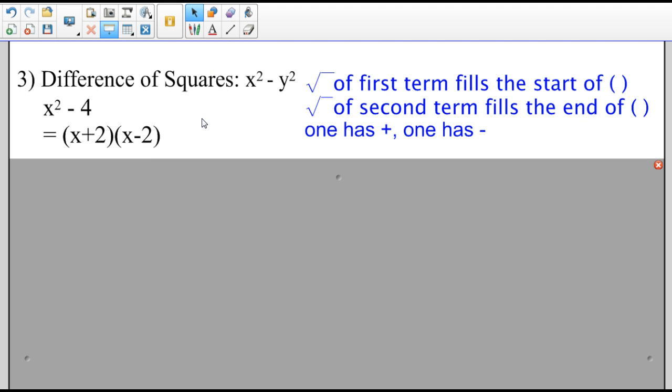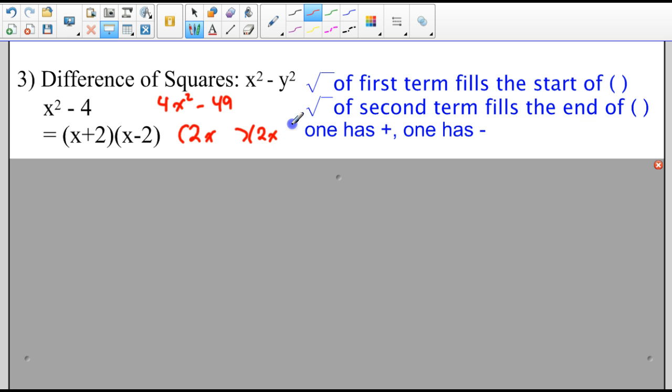Okay, the same would hold with any other similar type example. So if I had something a little bit fancier, 4x squared minus 49, the square root of the first term is the 2x. It will start my brackets. The square root of the second term is the number 7. It will end my brackets. One is added, one is subtracted.